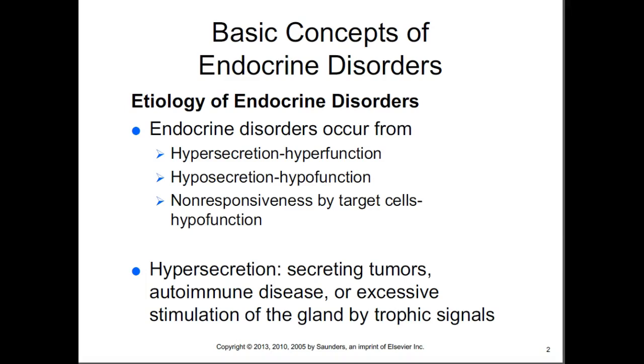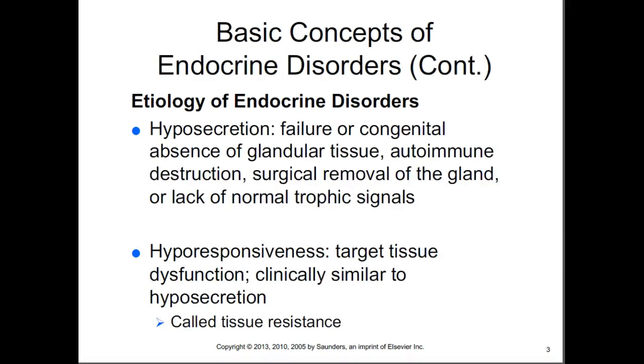Some autoimmune disorders can mimic the function of hormones, and so you'll see what appears to be symptoms of a hypersecretion, and then of course excessive stimulation of the gland by the trophic signal, so basically the signal before it. Hyposecretion is a failure or congenital absence of glandular tissue, autoimmune destruction or surgical removal of the gland. One example that happens very often is when they remove the thyroid gland, which of course then they have to supplement all of the thyroid hormones. They also remove some of the parathyroid glands because they're obviously attached. It's very, very hard to keep parathyroids without the thyroid gland. So many times they will also have to supplement the parathyroid hormones, which control body fluid and calcium in the blood.